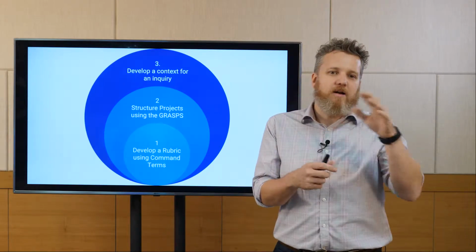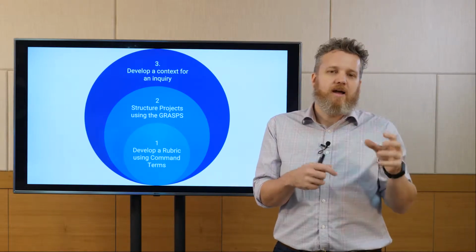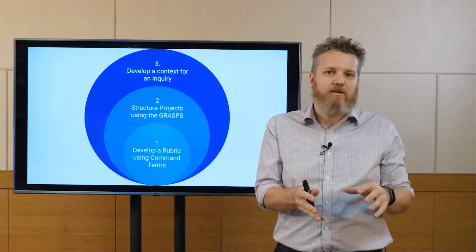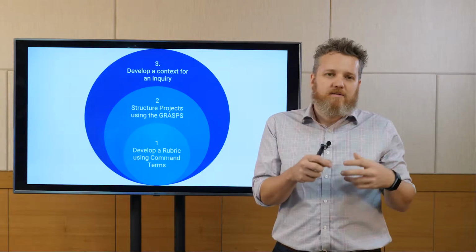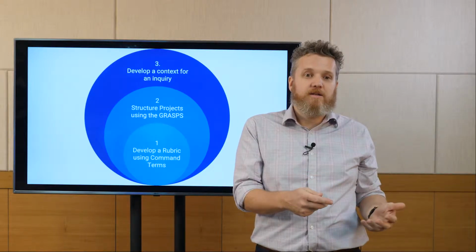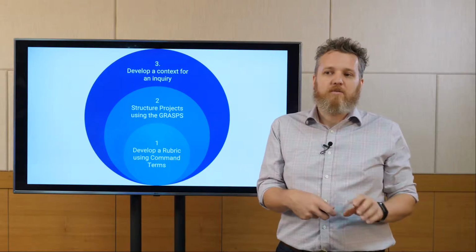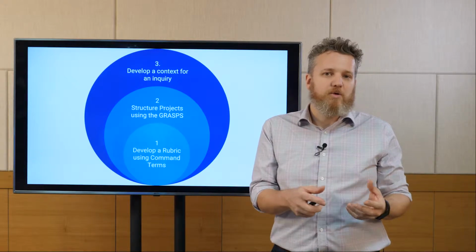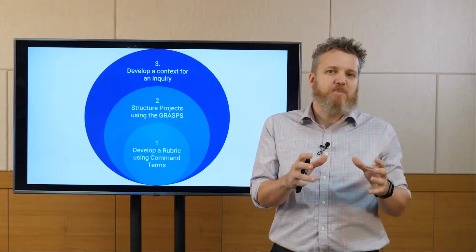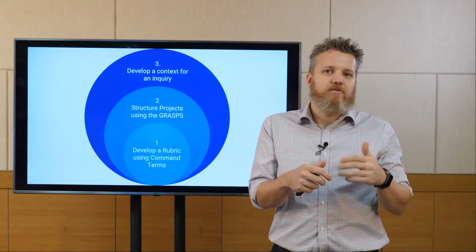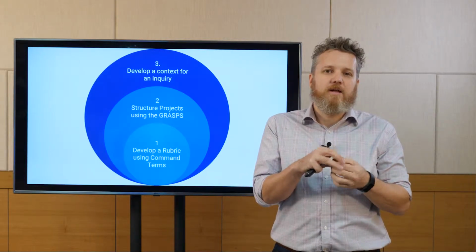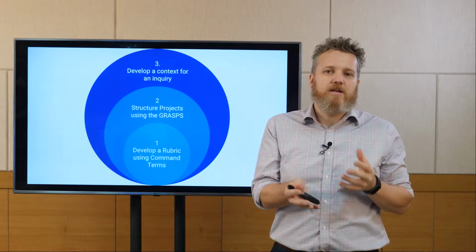In order to create that authentic context, we need to have a structure in place that we can organize our teaching and learning around. And finally, in order to have a good structure, we need to be very clear about what it is that we're trying to do. So today we're going to start with the small circle there, developing a rubric in command terms, and see how that is connected then to using a GRASP model to organize our inquiry. And finally, you should see how those two things connect to each other to create an engaging and authentic unit.